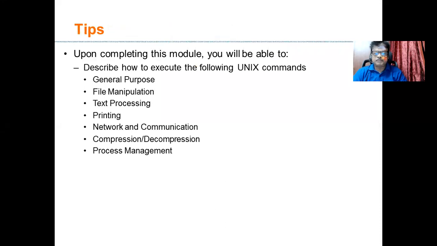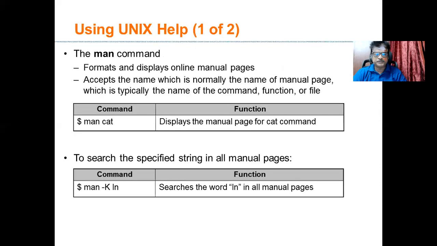By completing this module, we will be in a position to learn about general purpose, file manipulation, text processing, printing, network and communication, compression and decompression, and process management commands. We will be learning how to do it. First, there is the manual command, man cat. By doing it, we will be able to see the manual pages.